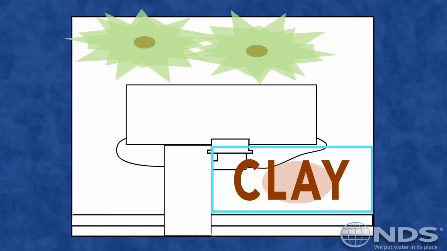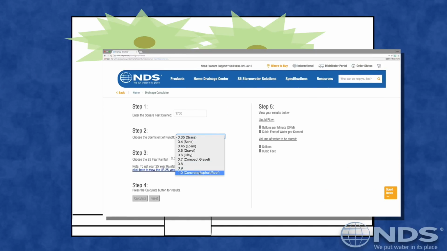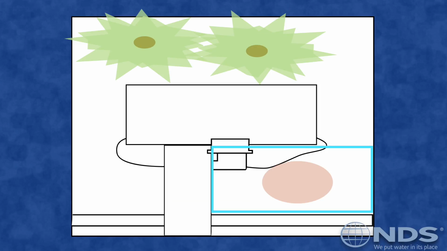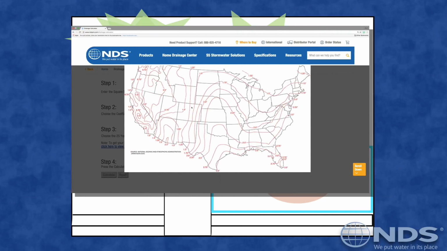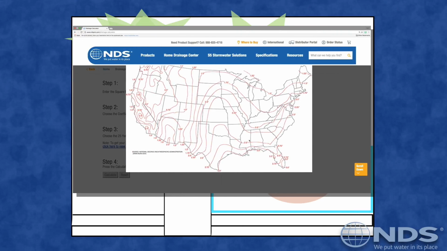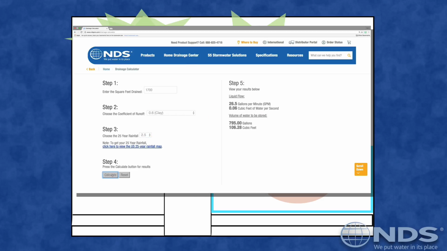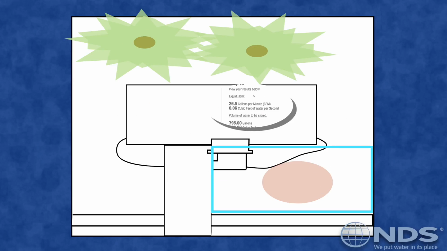If the soil is clay, and we know that even under the grass there's a tough layer of clay, we can choose a runoff coefficient of 0.6 for clay. Finally, let's say that this house is located in Atlanta, where the 25-year rainfall amount is 2.5 inches. Punch the calculate button and see that the flow rate is 26.5 gallons per minute.